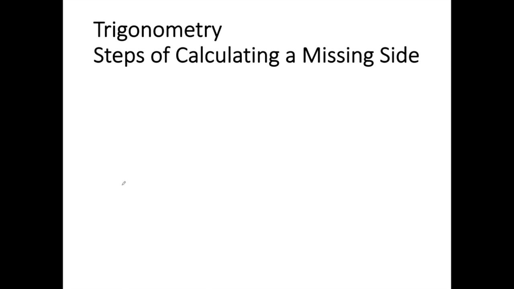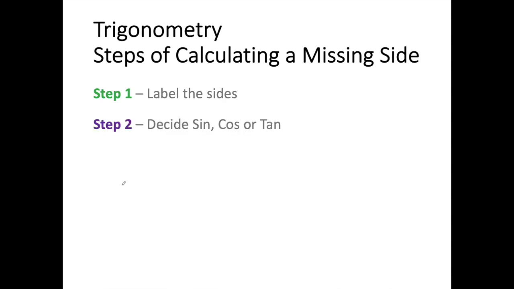So to be able to calculate the missing side of a triangle, you need to follow the following 6 steps. The first step is going to be label the sides of the triangle, or label the sides that we have information for. And we label that with opposite, adjacent, or hypotenuse, depending on which side it is. Step 2 is decide whether we're going to use sine, cos, or tan, and that's going to be based on the information you have in the question.